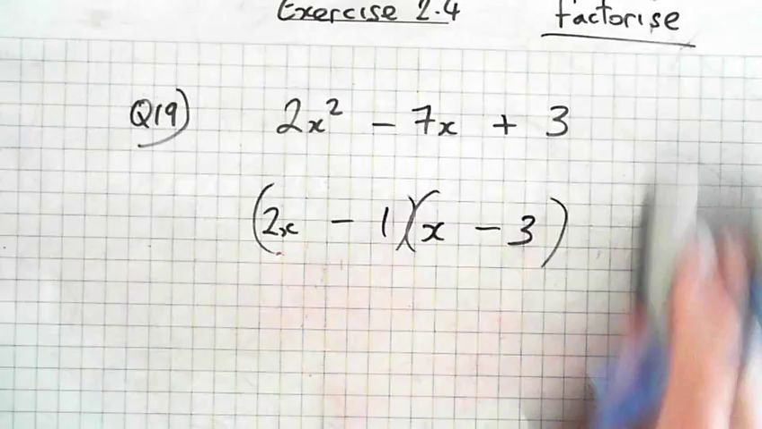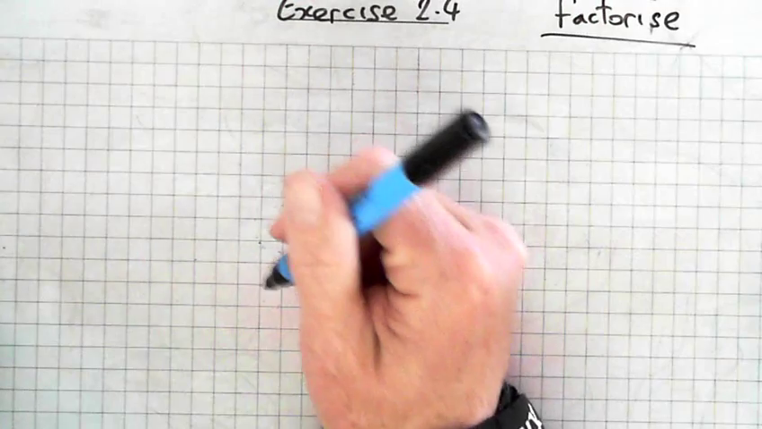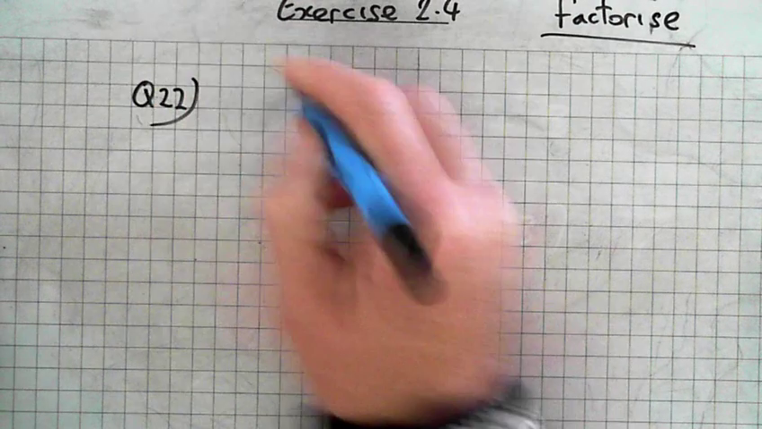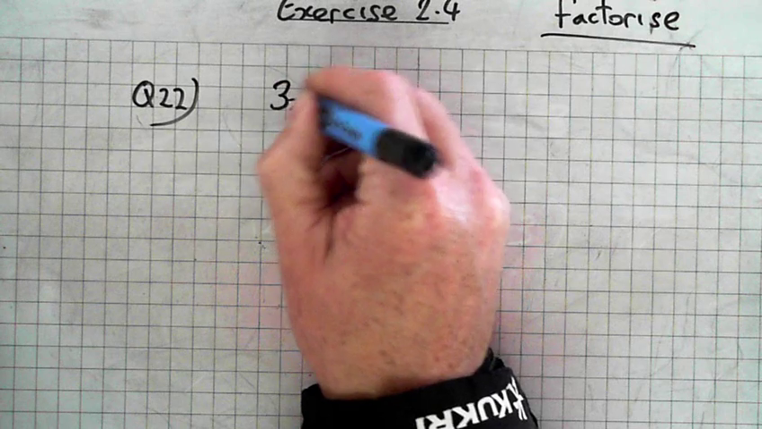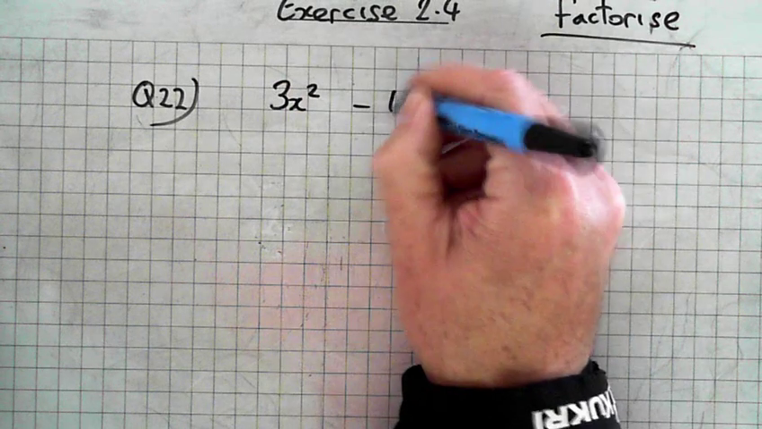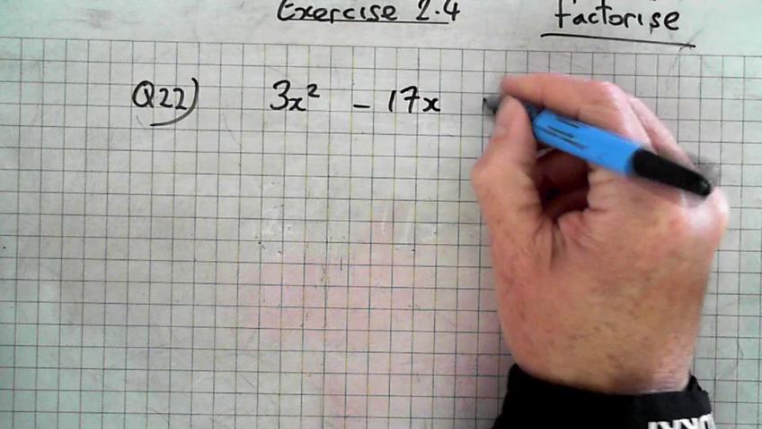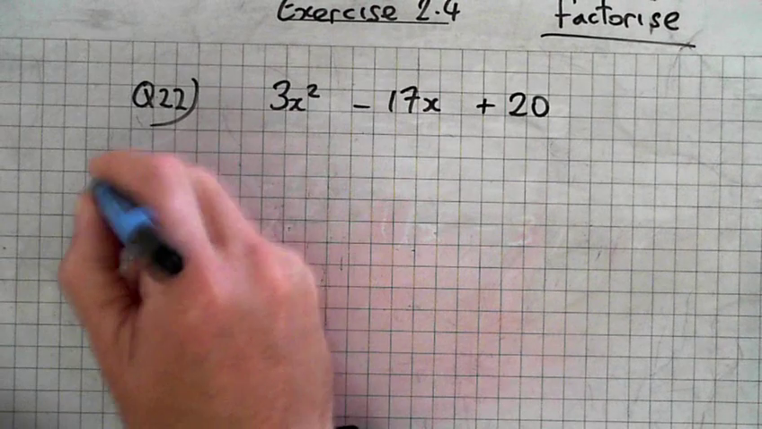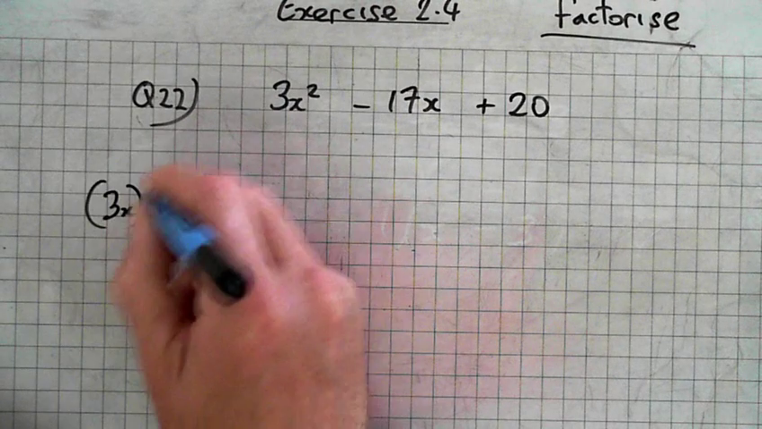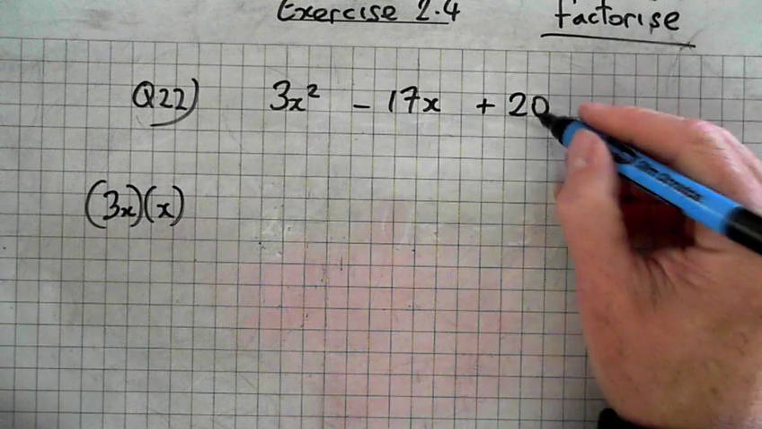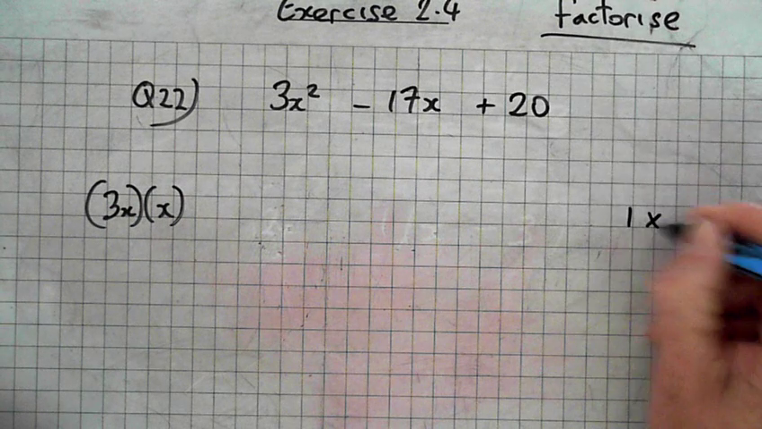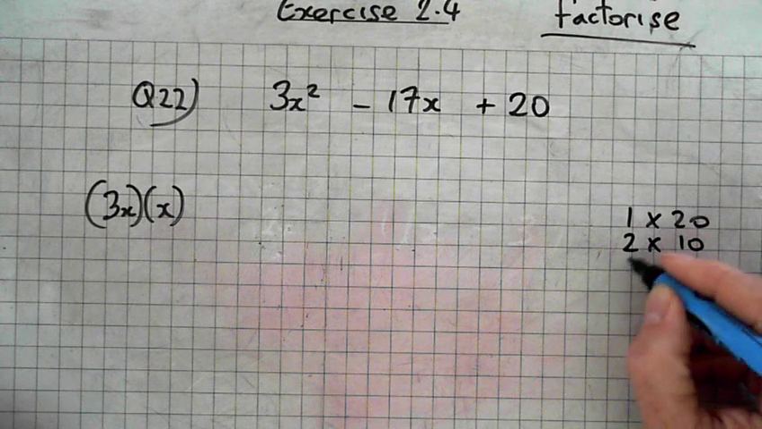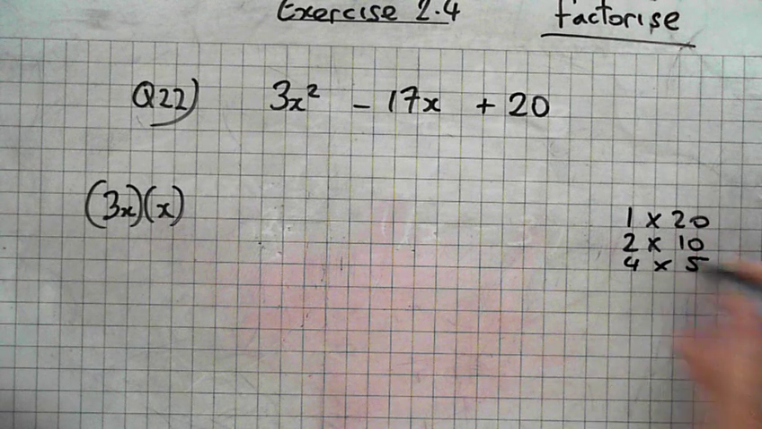Factorized. That's question 19. We'll have a look at question 22. 3x squared minus 17x plus 20. Alright, the factors of 3x squared are 3x times x. Factors of 20, start with 1. Does 2 divide in? Does 3 divide in? No. Does 4 divide in? 4, that's it. Which pair?